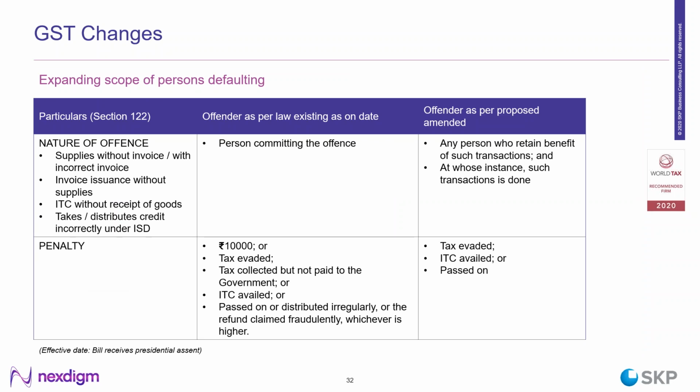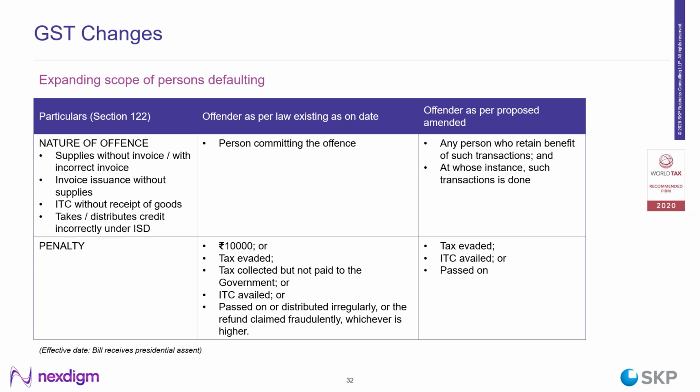Another important change is as far as the penalty provisions are concerned for offences committed under the GST Act. This is also an amendment which is seeking to correct a lacuna. Earlier, offences like supplies made without invoices or incorrect invoices, or invoices issued without supplies, were typically committed by a provider of service or a supplier of goods, and the punishment was also restricted to the supplier in this case.